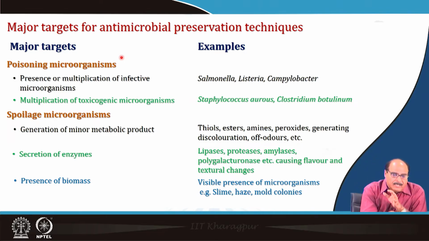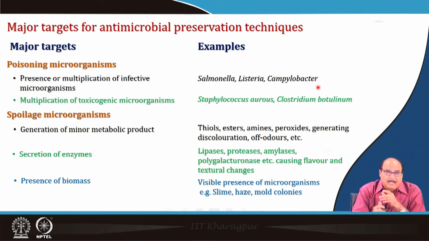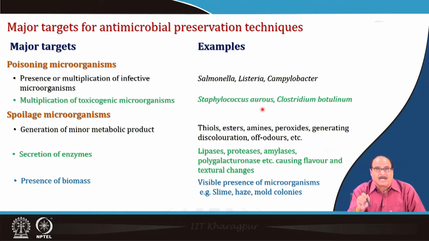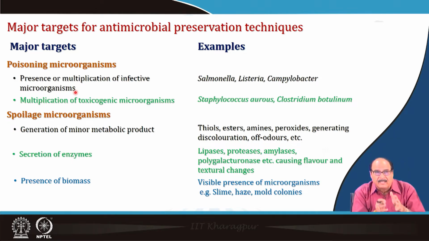In the poisoning microorganisms, there is the presence or multiplication of infective microorganisms. For infective microorganisms, their presence is also not desirable and may cause problems. Those are Salmonella, Listeria, Campylobacter, etc. Or multiplication of toxigenic microorganisms, bacteria like Staphylococcus aureus or Clostridium botulinum, which produce toxin when they grow in the food. In this case, these should not be present, and they should not be allowed to grow inside the food.